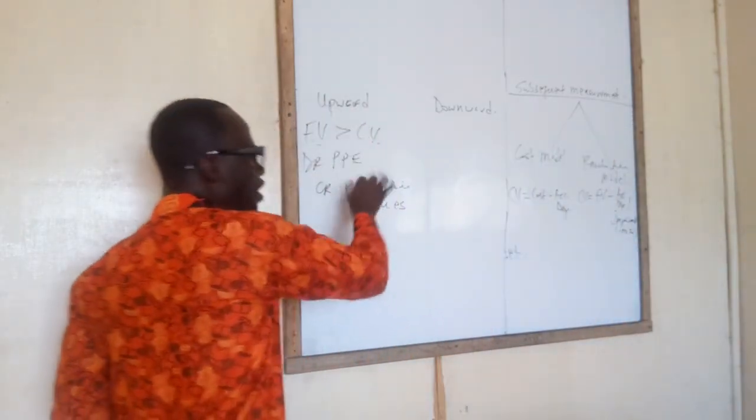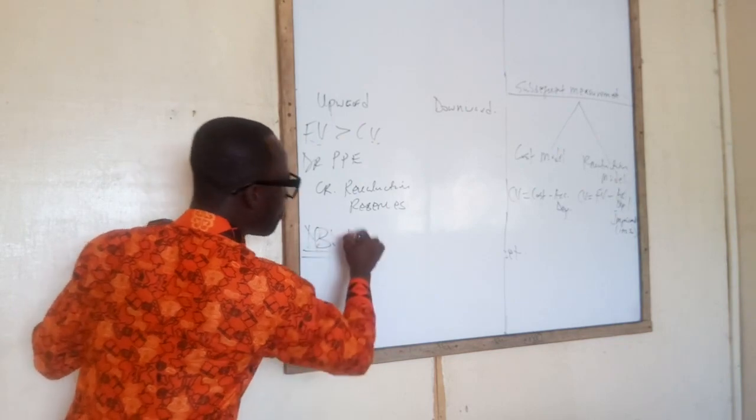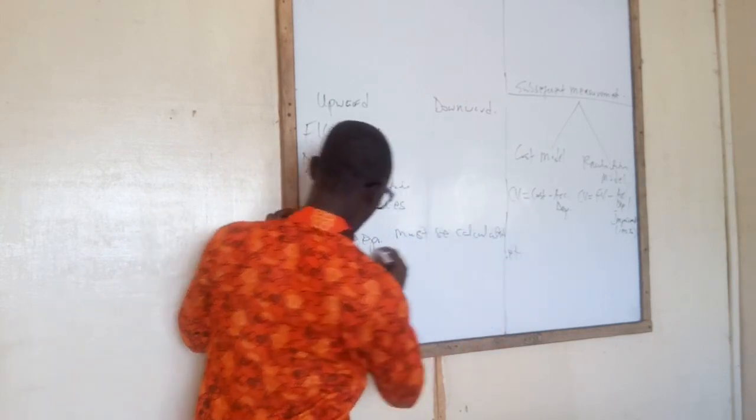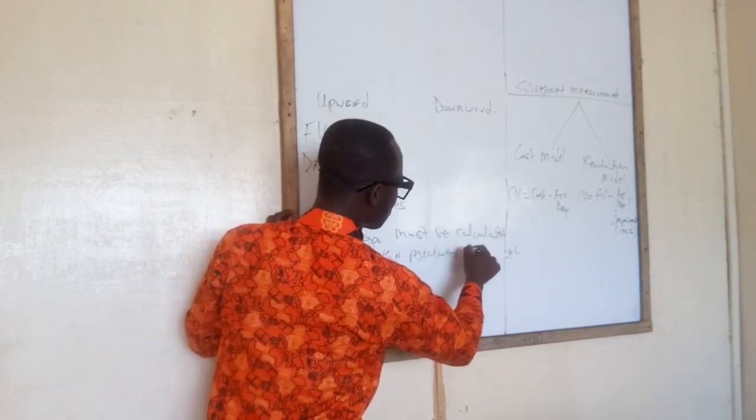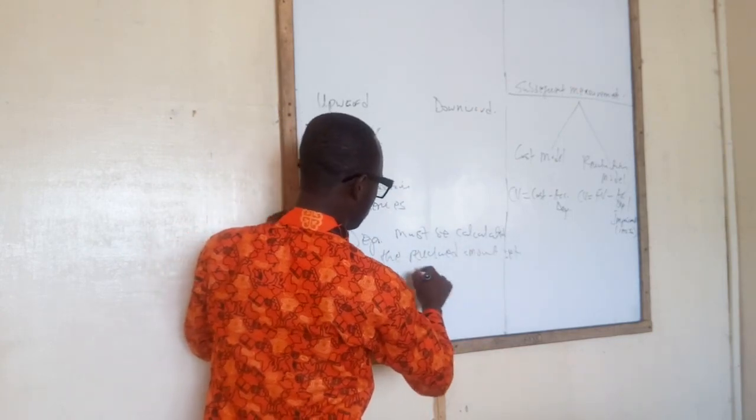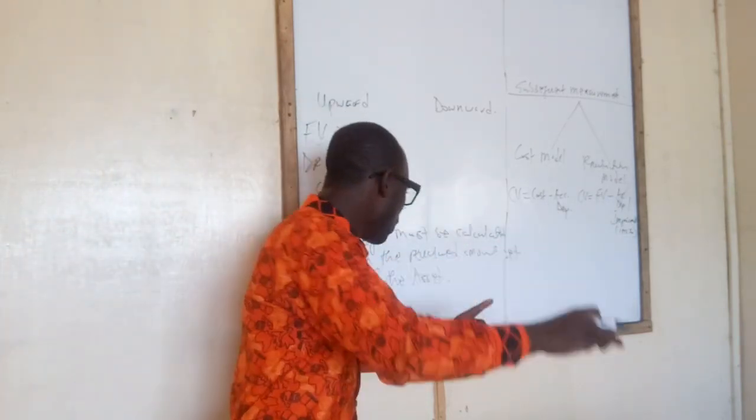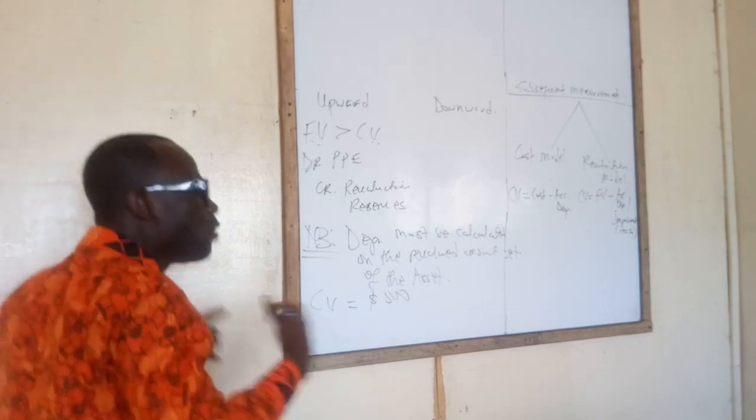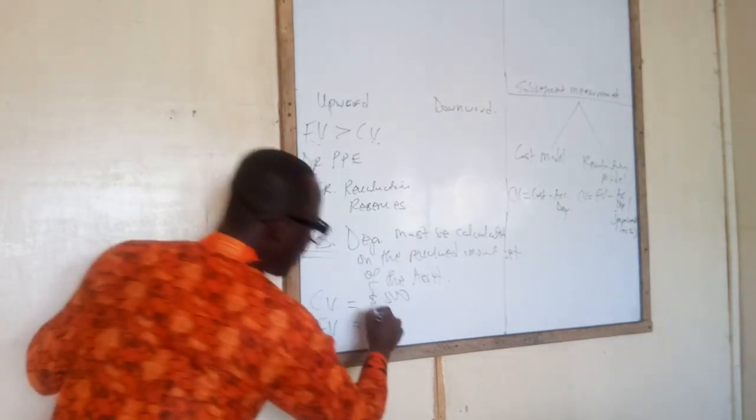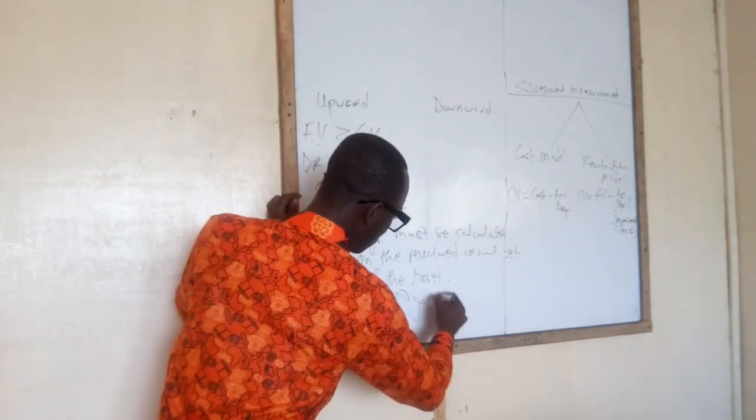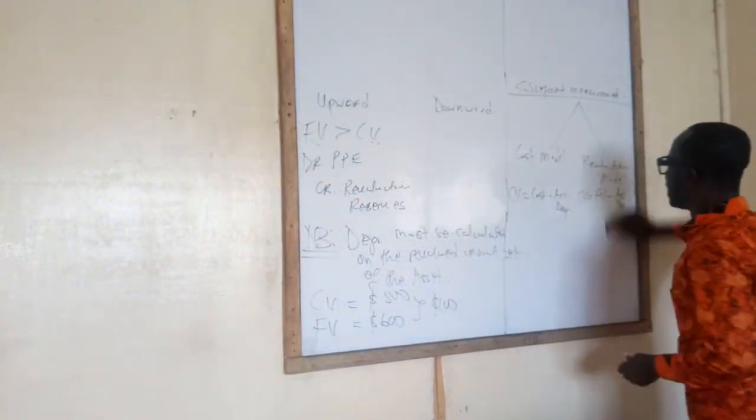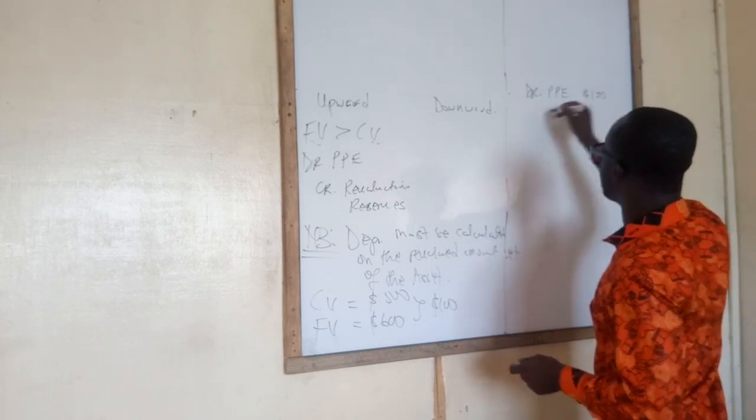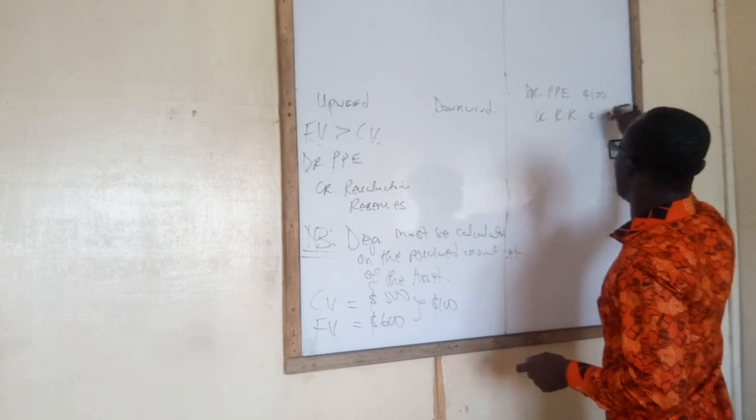Now, immediately you do a revaluation, it means that depreciation must be calculated on the revalued amount of the asset. So, if the current value of the asset is $500 and we revalue it to the fair value, say, $600, what is the excess? $100. It is this $100 that we are saying you should debit to property, plant, and equipment, and then credit the revaluation reserves also with $100.